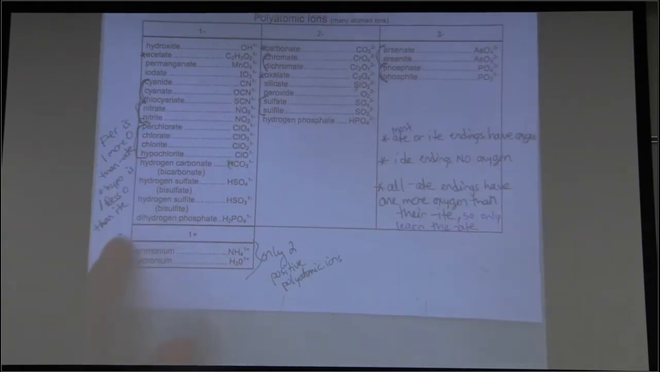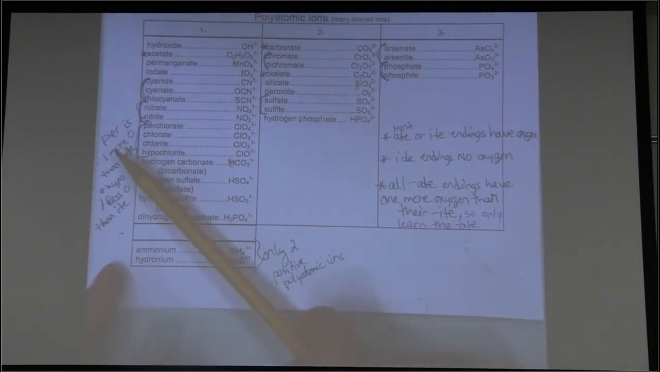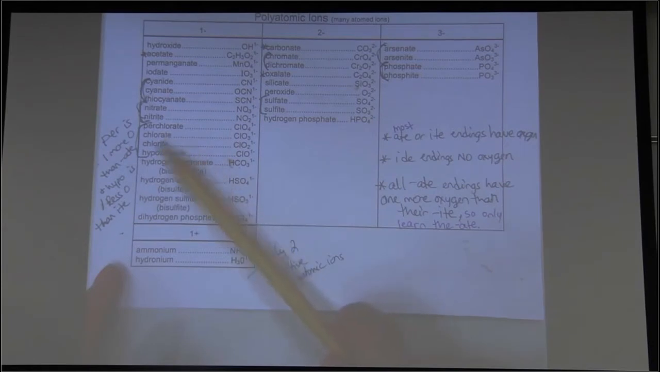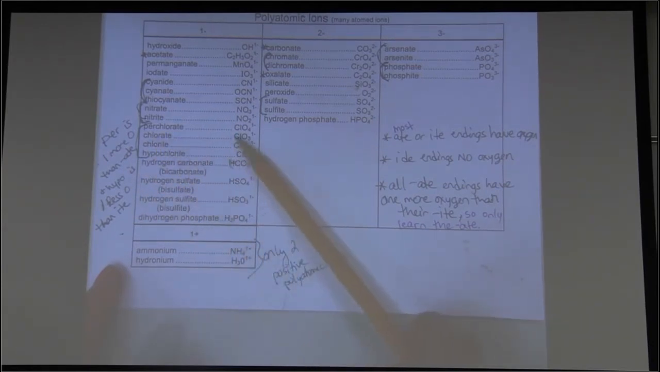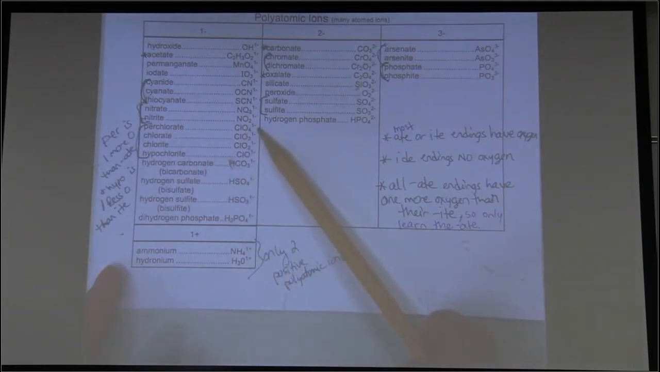Let me talk about that perchlorate series for a moment. Per means one more oxygen than ate. So if you pay attention, here's ate, it's ClO3. You automatically know that ite will be ClO2 negative 1. So the per means one more, so it would be ClO4. Hypo means one less, that would be ClO.